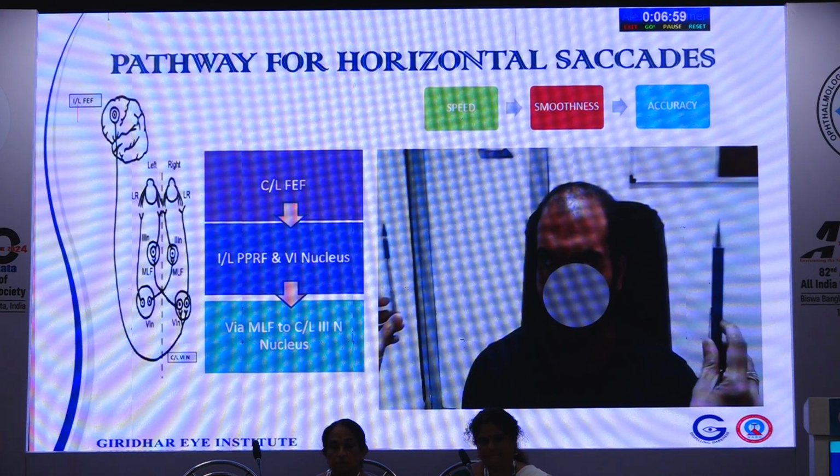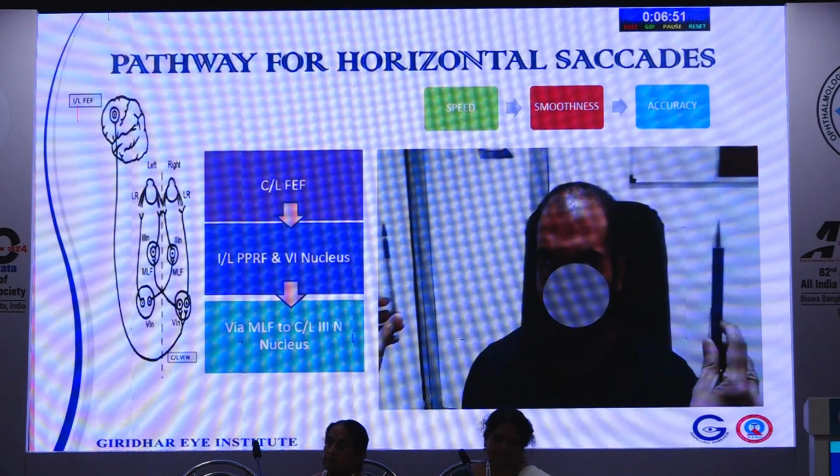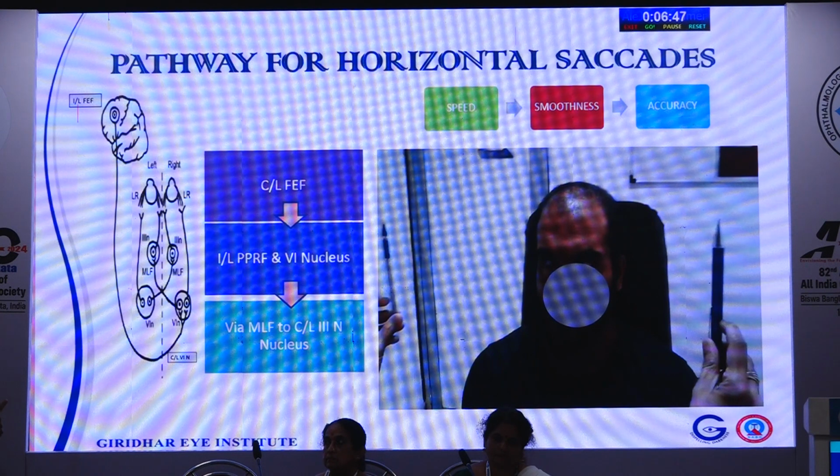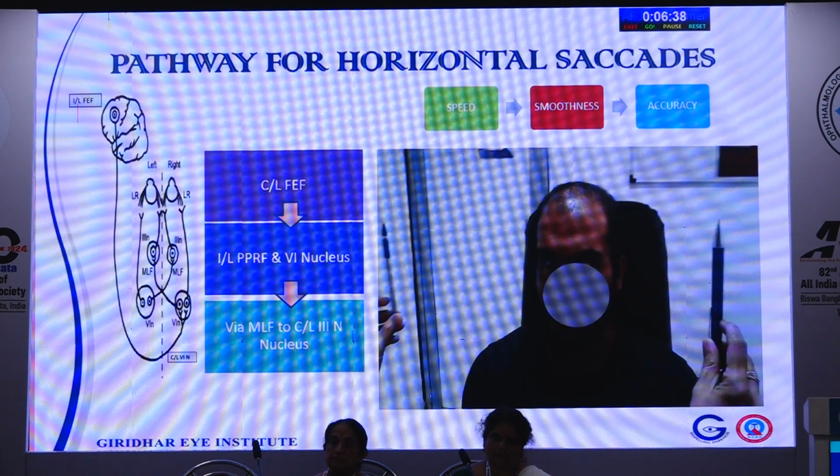It crosses over, comes to the opposite PPRF and 6th nerve nucleus, and from there the 6th nerve nucleus gives command to the lateral rectus to move, and it also tells the opposite medial rectus to move via the MLF. So that's how a conjugate movement to the left happens through your right frontal eye field command. So this is the pathway for the horizontal saccade.